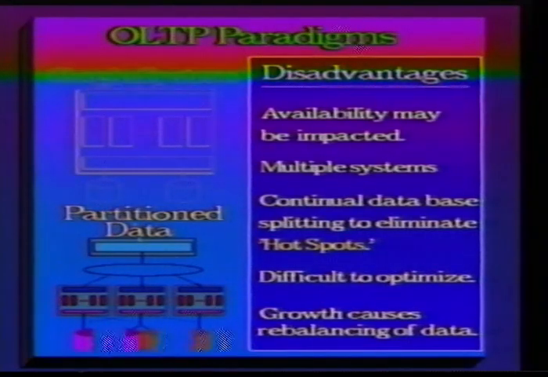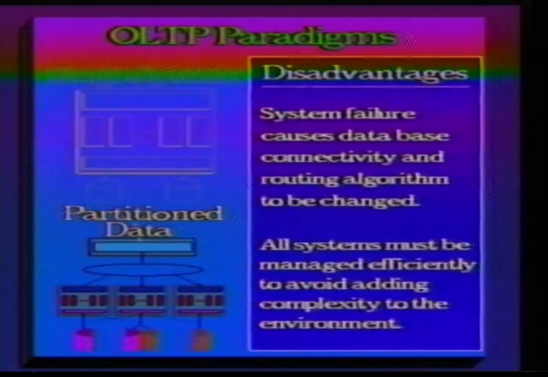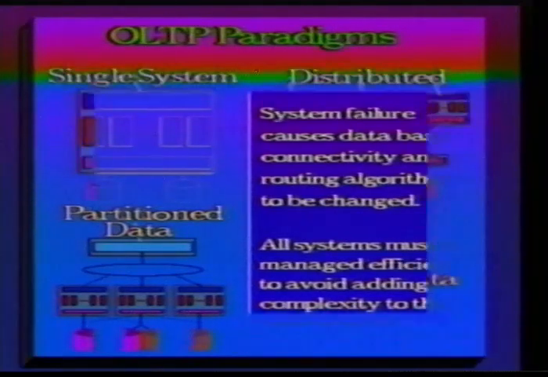The router may lack sufficient information about what data a request may require, making it difficult to choose the optimum system to process the data. Addition of systems for growth causes further partitioning of the data and redefining the router logic. Again, both tasks that are labor-intensive. The router must have additional logic so that system failures cause the router to direct transactions to the system that has taken over the failing system's data partition. Also, in a multiple system environment, all systems must be managed efficiently in order to avoid adding complexity to the environment.